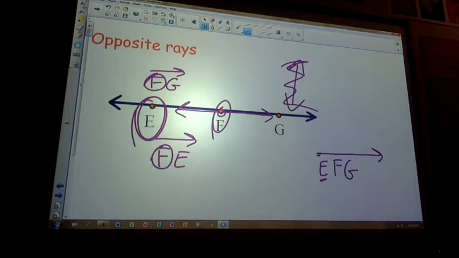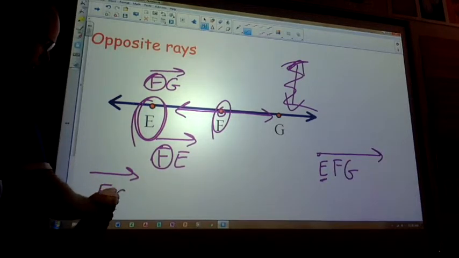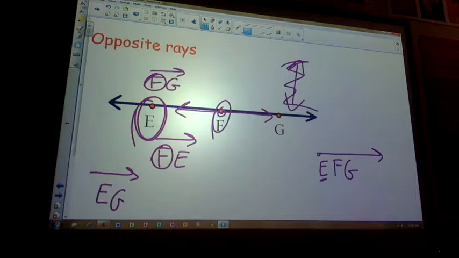I guess I could say, if I were to talk about ray EG, where E is my starting point, then line segment EF is part of that. A ray has a line segment that could be defined inside of it, as well as a line. So a line is your general. A ray is start and never ending in some direction. A segment starts and ends. Is that okay? Can I move on?